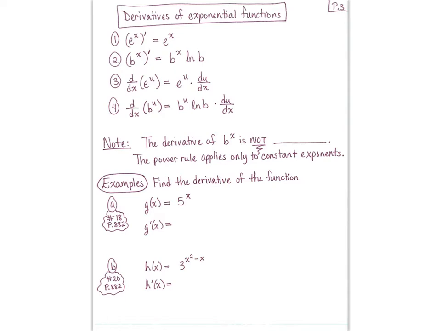Now that we've talked about the derivatives of logarithms, we now want to learn more rules and talk about the derivatives of exponential functions. The derivative of e to the x is e to the x. The derivative of b to the x is equal to b to the x times the natural log of b. The derivative of e to the u with respect to x is equal to e to the u times the derivative of u with respect to x. This is the chain rule. The derivative with respect to x of b to the u is equal to b to the u, natural log of b, times the derivative of u with respect to x, or in other words, u prime.